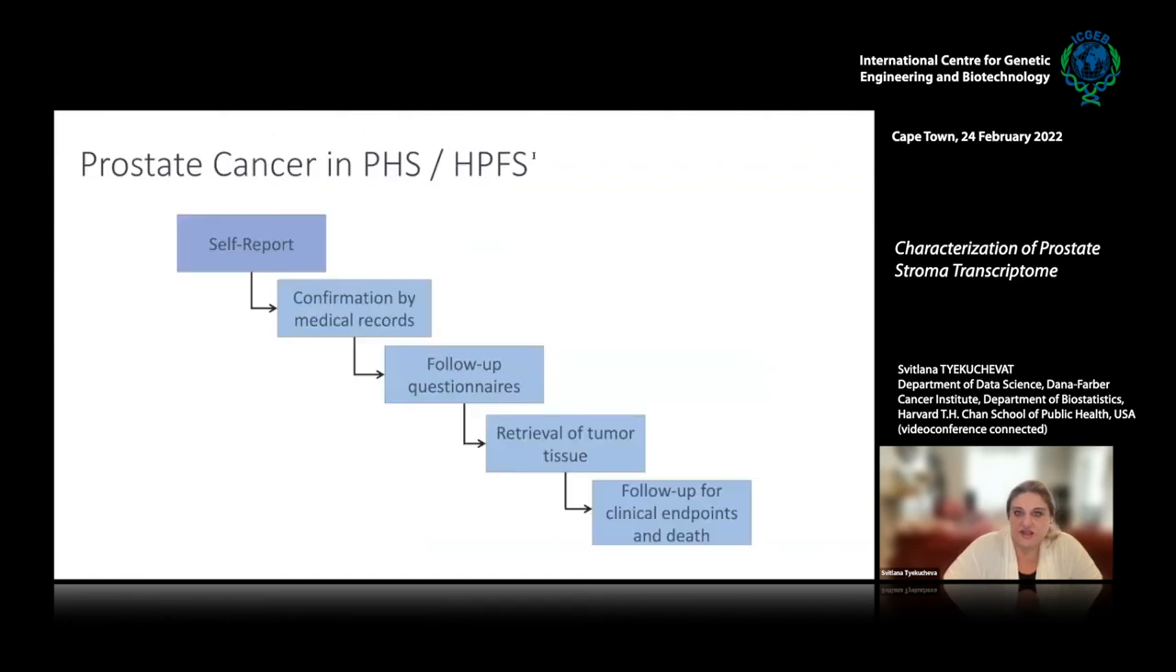So from the PHS and HPFS, what happens is that the participants self-report the incidence of prostate cancer. It is then confirmed by medical records. The follow-up questionnaires are collected. The tumor is retrieved from the hospitals where they had their surgeries. And then we follow them up for clinical endpoints, including death. Death is verified from the national death record, and medical doctors actually confirm that the cause of death is actually prostate cancer. So we have an actual lethal time point, which is very rare. And we're very lucky to have this cohort.